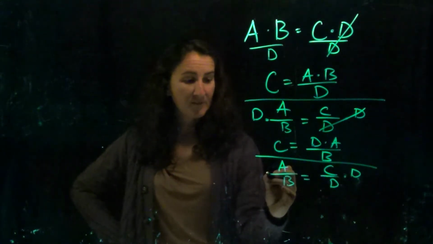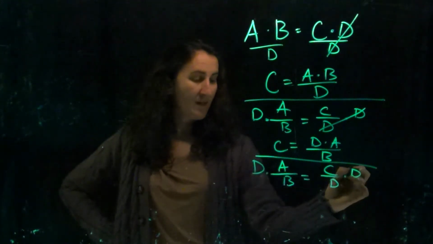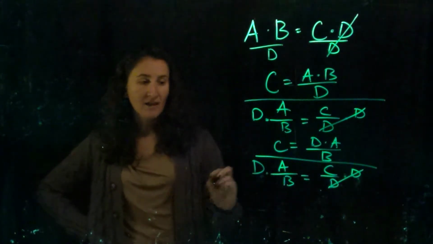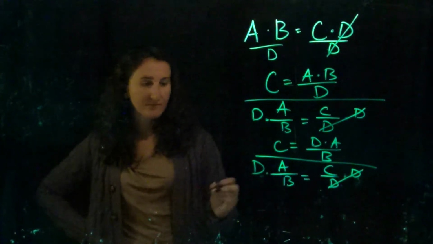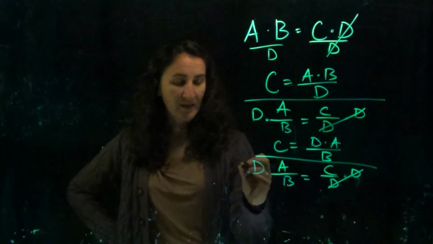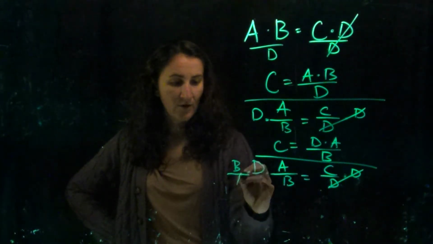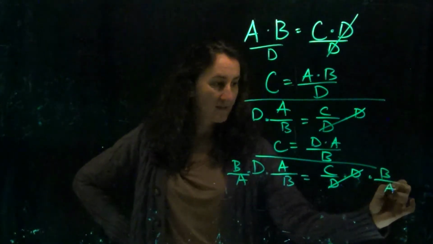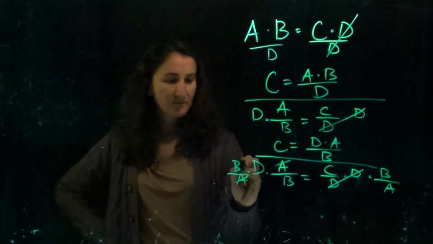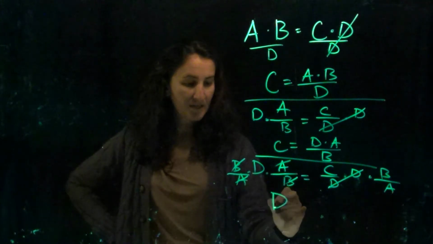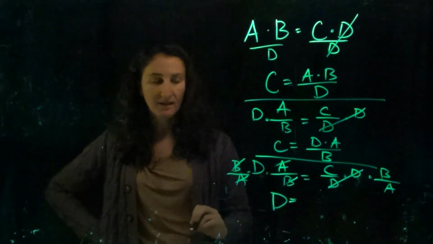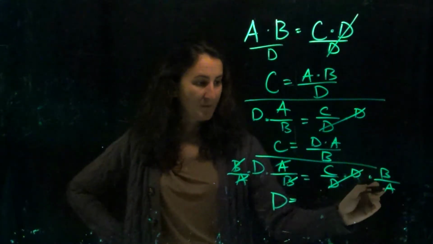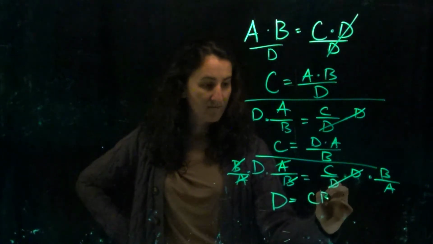So multiply both sides by D, makes my D's cancel, and now I still need to get D by itself. So multiply both sides by B over A. A's will cancel, B's will cancel, leaving me with D all by itself on this side. And now C times B over A is my final answer on that.